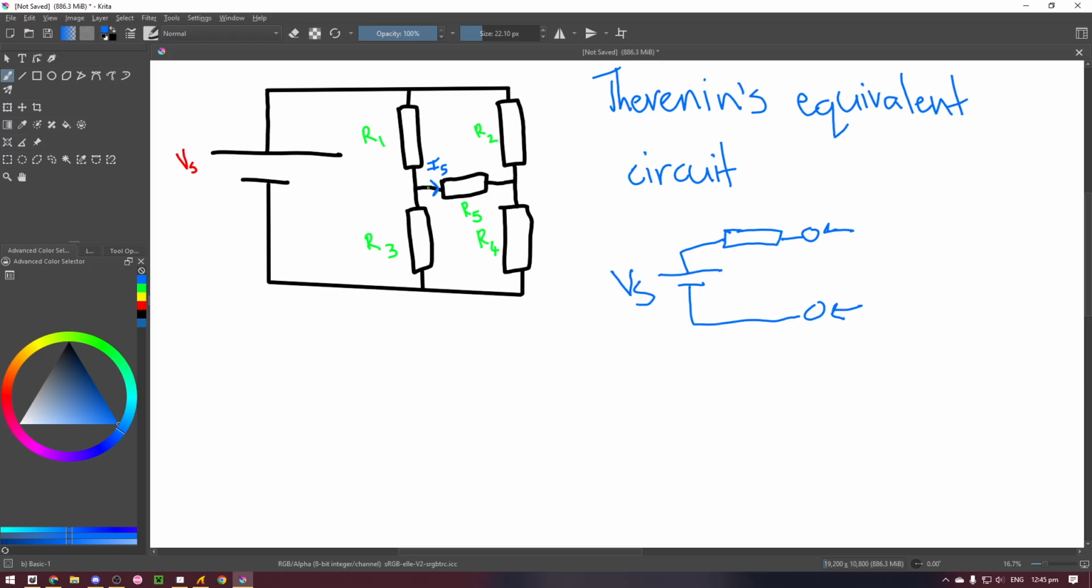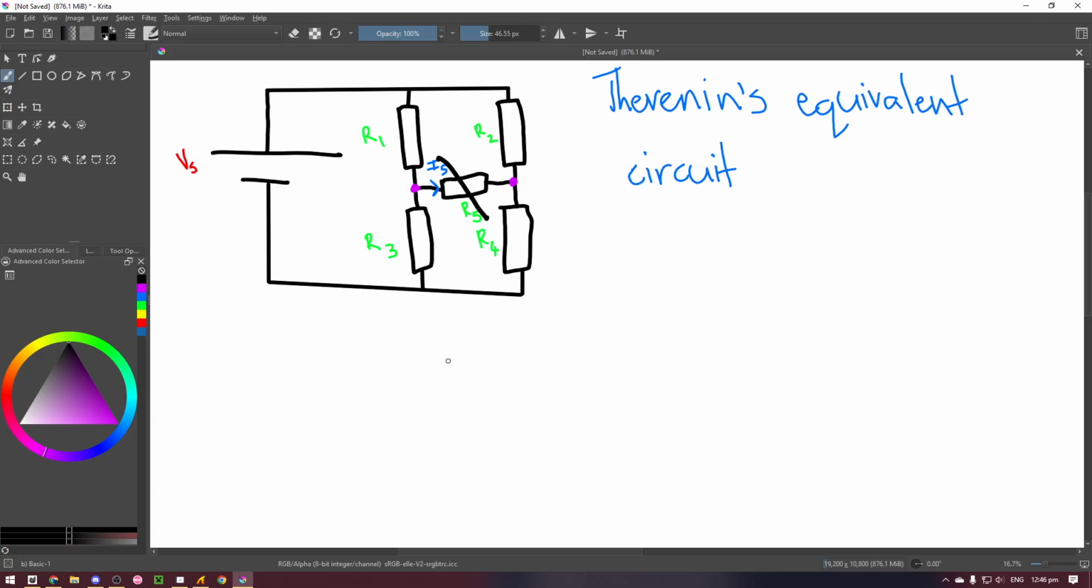Because we want to find the current I5, the best points to use are here and here. The first thing to do is remove R5 from the circuit, as it is going to be the open part of the circuit. I've moved R5 over to the right. Now we should label each of the 2 voltage points. We can label this side point A and this side point B.